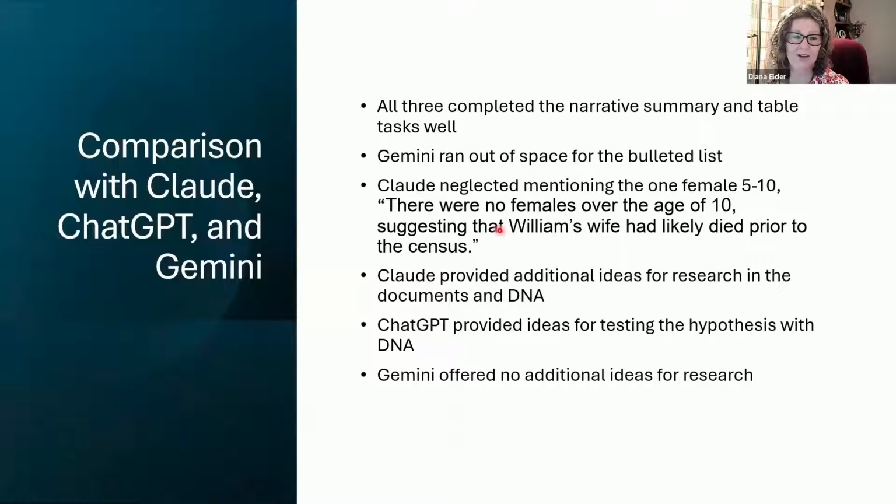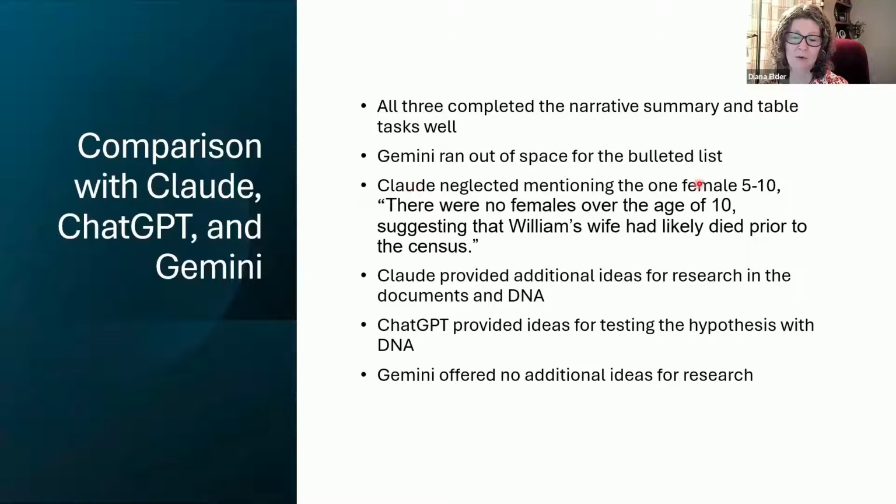So, how did Claude, ChatGPT, and Gemini compare when I tried all three tools? Well, they all actually did really well with the narrative summary and the table. When I asked for the bulleted list, which was the final thing, Gemini ran out of space and said, well, come back in a few hours. And so it couldn't do as much for the free plan. I will say that I do have the pro plan in Claude and the free plan in ChatGPT. So, this should be ChatGPT.